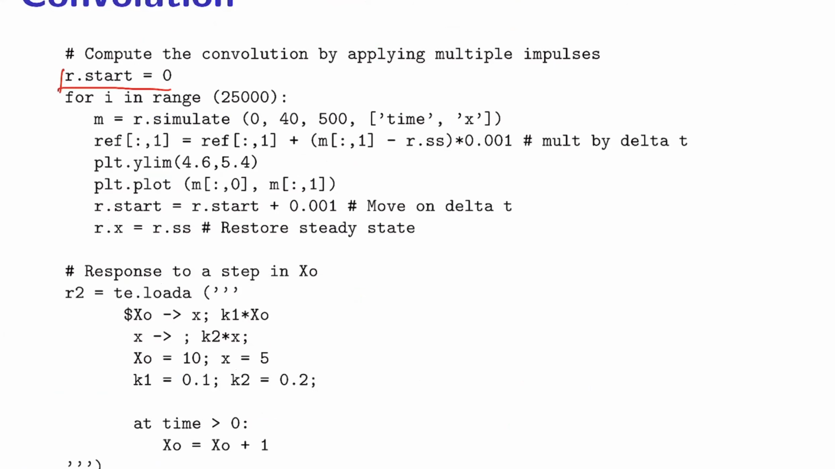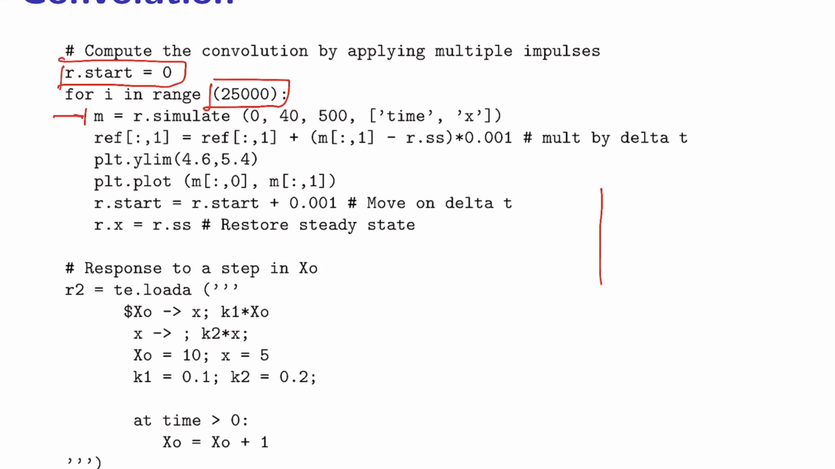So I'm going to start at time 0. I'm going to run this. I'm going to do 25,000 impulses. Okay. So I'm going to run the simulation here. This will apply the impulse at whatever start is. In this case, it's 0. So it'll give me something like this. So what happens is in the first time round, I'll get an impulse, and then I'll get a decay. Okay, that's what I'll see at start 0. All right. At a later time, say start 10, I would see something like that.